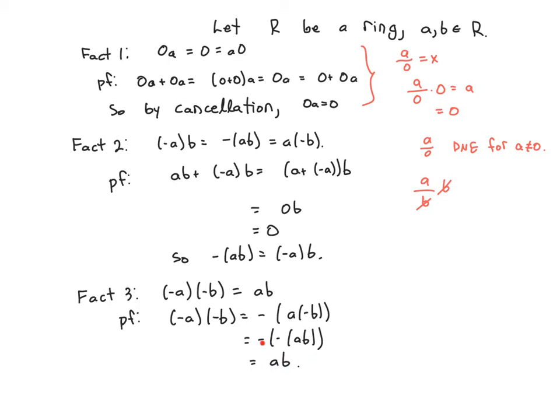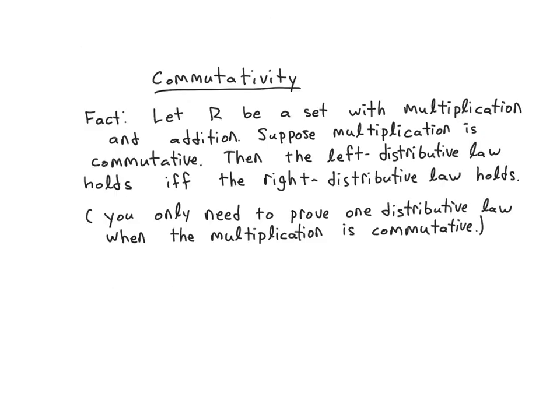So note, this is true in any ring. In any ring, if you multiply two negatives, you get a positive. Even for complex numbers, matrices, anything like that. So those were basic properties.